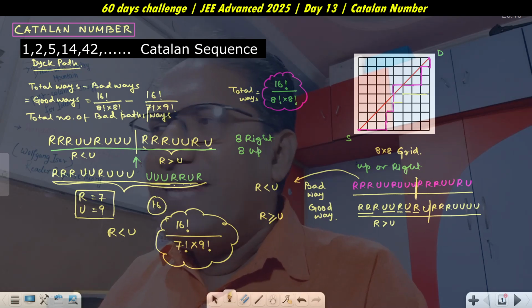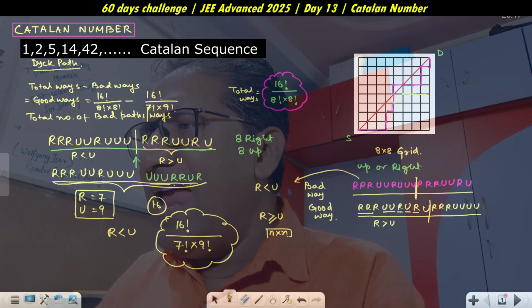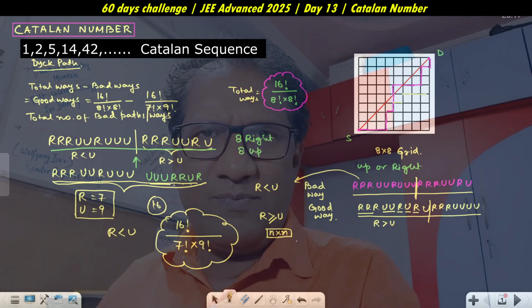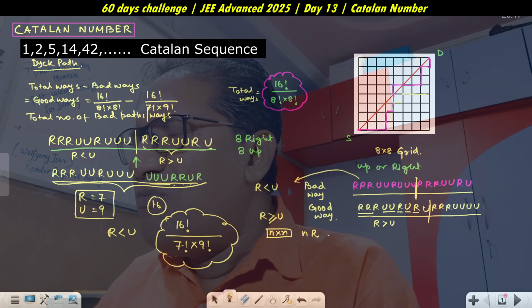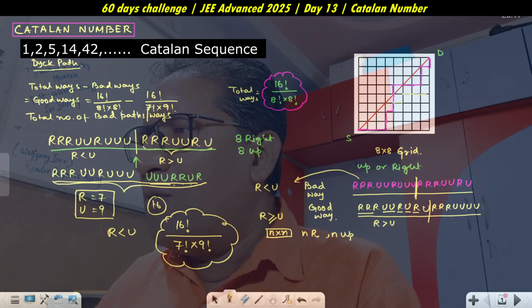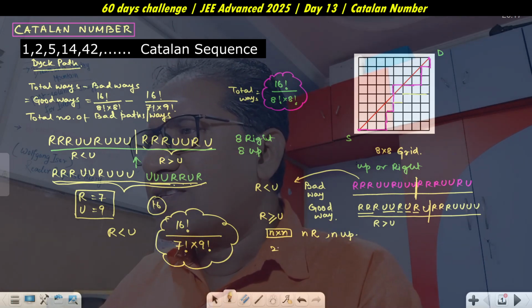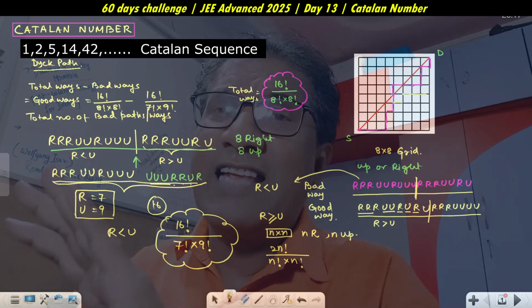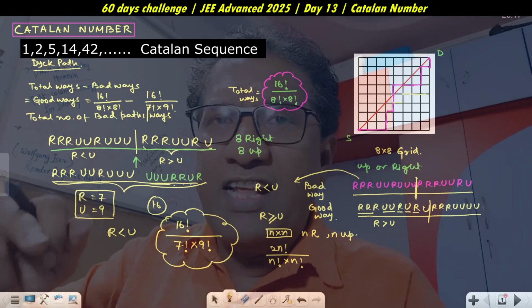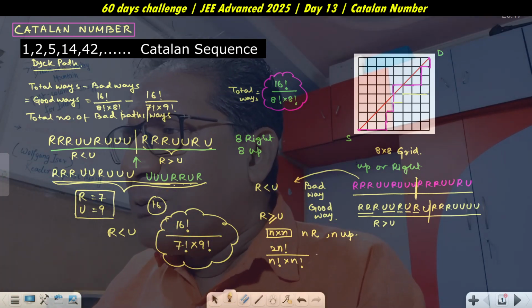See, if there is an n into n grid, then there will be n right movements and n up movements. Yes or no? Total number of ways is 2n factorial divided by factorial n into factorial n. This is the total number of ways of reaching from S to D. Now, what is the bad path?